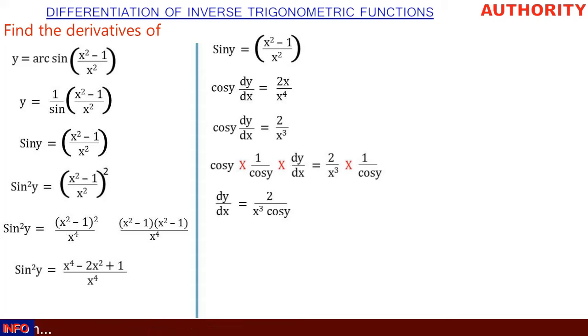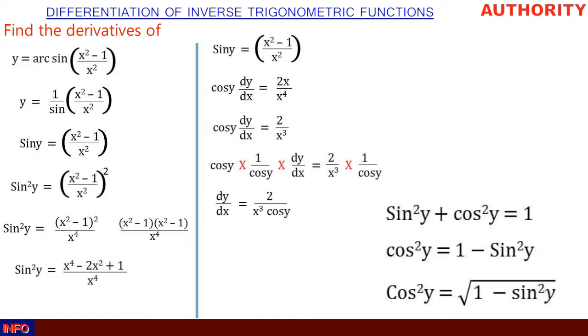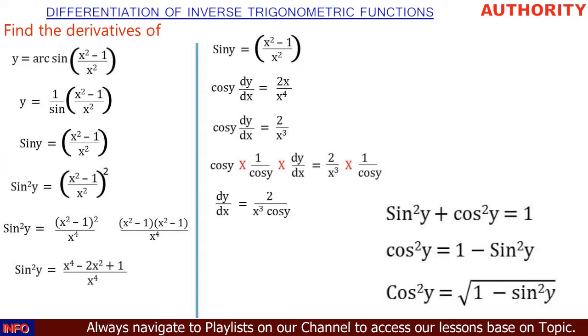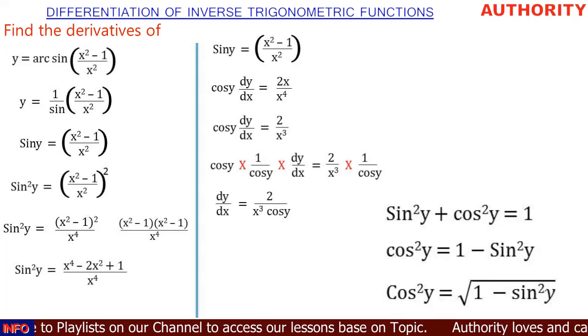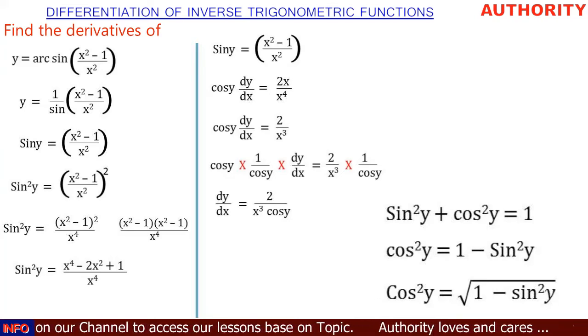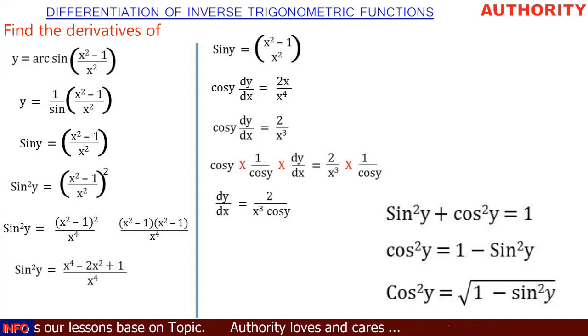In one of our formulas, we say that sine squared y plus cos squared y is equal to 1. So when we make cos squared y the subject, we're going to say that cos squared y is equal to 1 minus sine squared y. And then when we take the square root of both sides, we're going to say that cos y is equal to square root of 1 minus sine squared y. And then in this place, we say that dy all over dx is equal to 2 all over x raised to power 3 cos y.